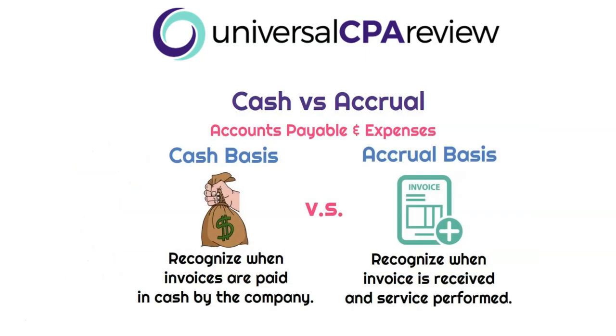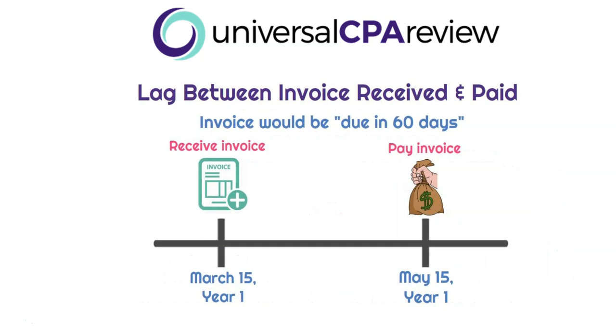So when we think about accounts payable and expenses, what's the difference between the cash basis and accrual basis? Well, on the cash basis, we would recognize the expense when invoices are paid in cash by the company. And under the accrual basis, we're going to recognize those expenses when the service is performed by the company and we receive the invoice from that company. So why is there a big difference between the cash basis and accrual basis when it comes to accounts payable and expenses? Well, because when we receive the invoice, it may not be due for 60 days, right?